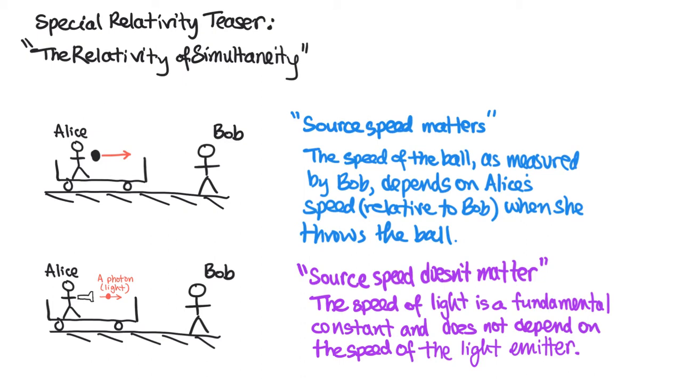If this sounds weird to you, you're not alone. This is a very, very bizarre aspect of nature, but every experiment that has been done to test this is consistent with this idea that the speed of light is always the same, independent of how fast the source is moving. Okay. So now what we're going to do next is explore the implication of the source speed doesn't matter principle.